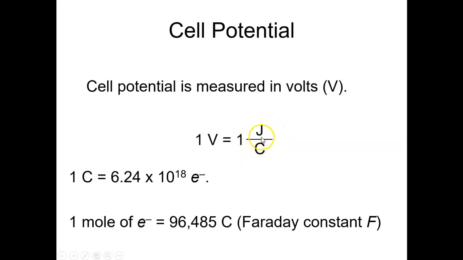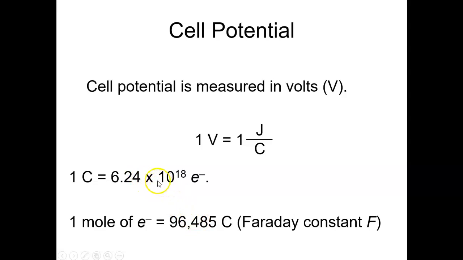And as you scale that up, the energy goes up, but also the number of coulombs goes up, and so it winds up staying the same. So cell potential is an intensive property. It is the amount of energy per unit of charge. By the way, you may or may not have noticed this, but if you multiply these two numbers together, you get Avogadro's number, right?